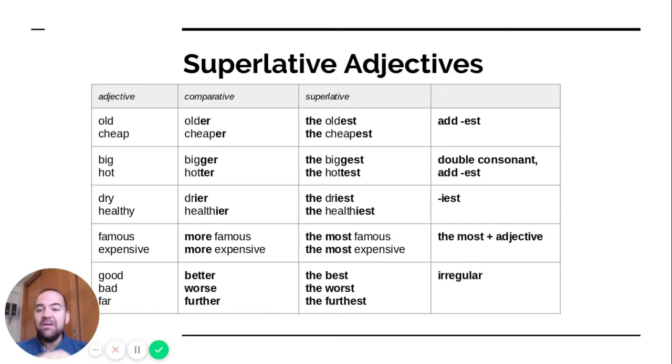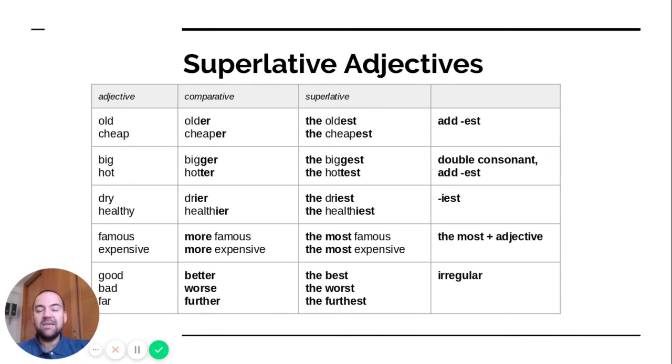The fourth type, famous, more famous, the most famous. Yeah, we just change more for most, and then we have the superlative. And finally, the irregular, good, better, the best, bad, worse, the worst, far, further, the furthest. These are simply irregular. You just have to learn these ones, okay? But the rest do follow some rules that you can learn, and that way we won't make mistakes.